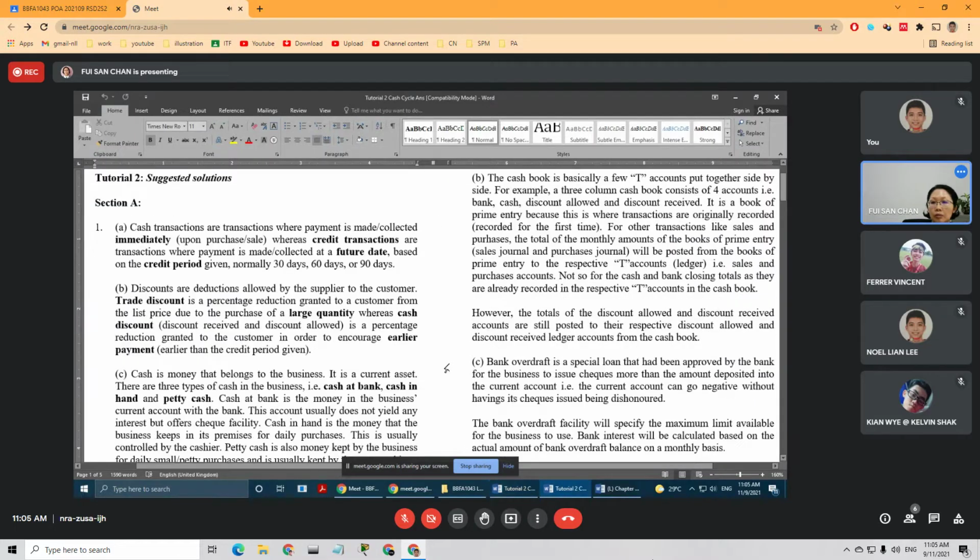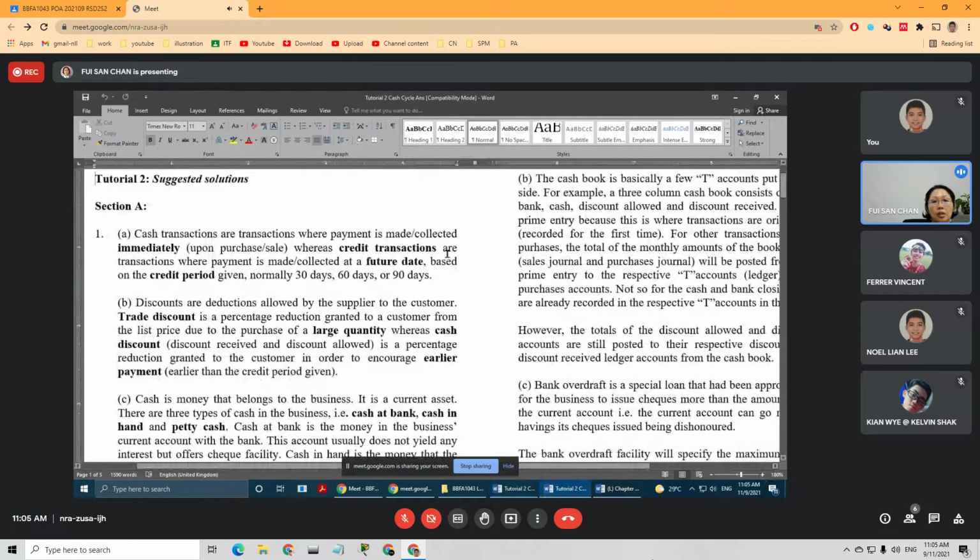I just project the answer for you to see. For 1A, cash transaction is basically you make payment immediately, when you buy or when you sell. When we buy, we pay cash immediately, or when we sell, we receive the cash immediately. This is called cash transaction. Credit transaction is where the payment will be later, in the future date. So there will be a credit period, which is agreed by both parties. Let's say you sell to your customer, you agree to give your customer 30 days, 60 days, or 90 days. Or let's say you buy from your supplier, and your supplier agrees to give you 30 days, 60 days, or 90 days. It depends on the credit term, the credit periods. So this is the difference between cash and credit.